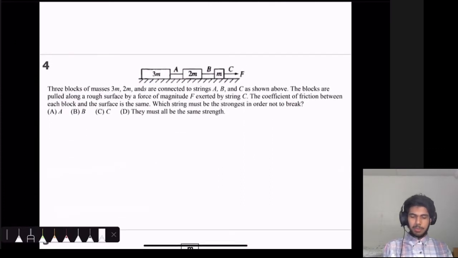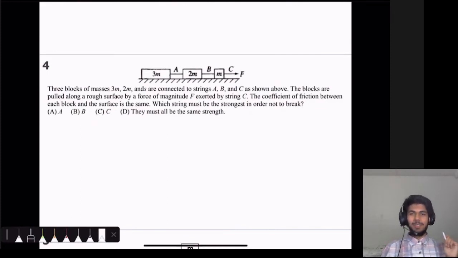Alright, another multiple choice, yay! We have 3 blocks, 3m, 2m, and I guess it's supposed to be m, so I guess that's a typo, connected to strings A, B, and C as shown above. They are pulled along a rough surface by a force of magnitude F exerted by string C. The coefficient of friction between each block and the surface is the same. Which string must be the strongest in order to not break? Okay.